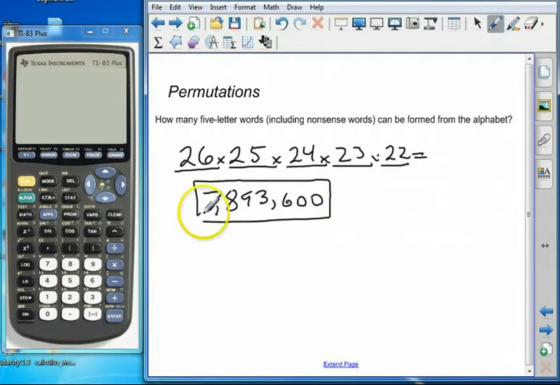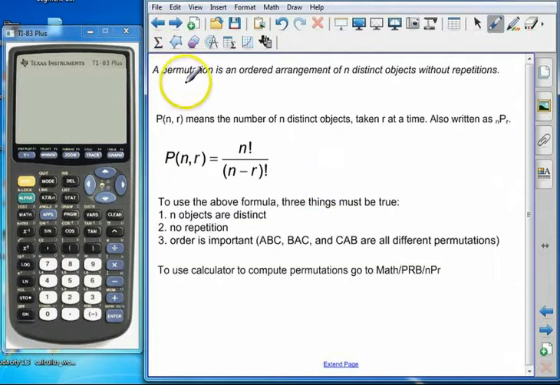Now notice that I didn't do any repeating in here. So what does that mean? It means that a permutation is an ordered arrangement of n distinct objects without repetitions, no repeating. And the shortcut to describing this situation is P(n, r), which means the number of n distinct objects taken r at a time. Sometimes you'll see it written like that, nPr. Now the shortcut to doing that is to take n factorial and divide it by (n minus r) factorial.